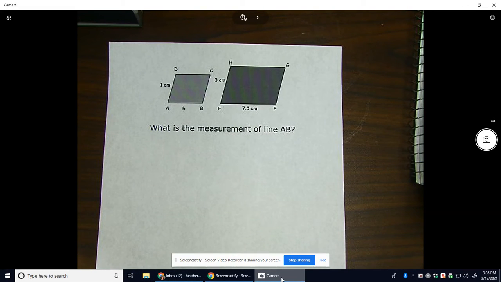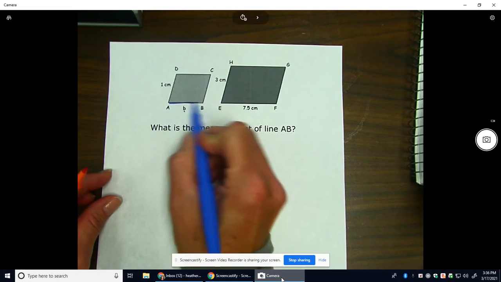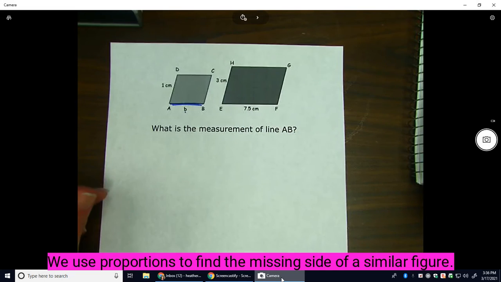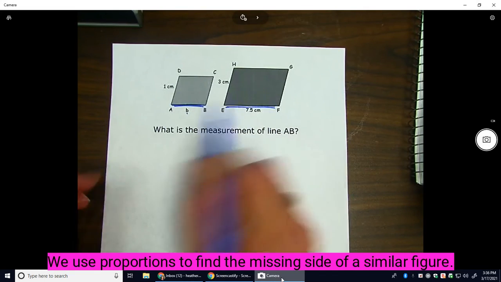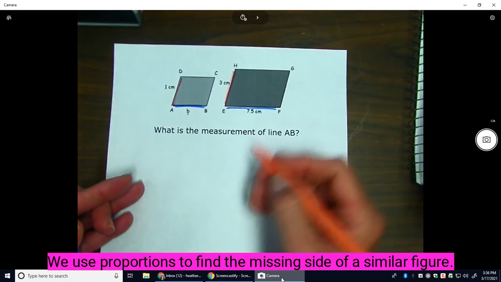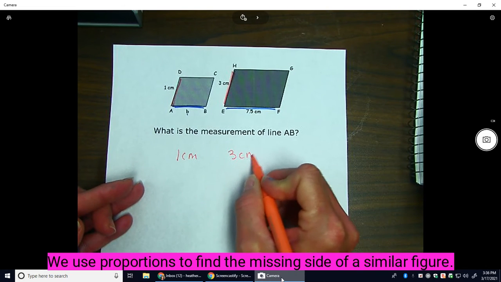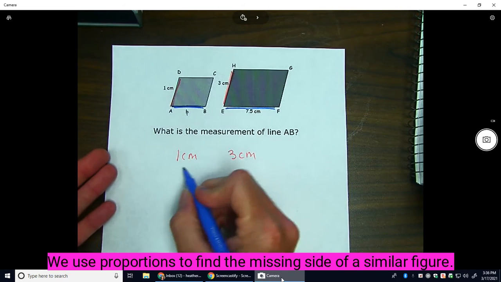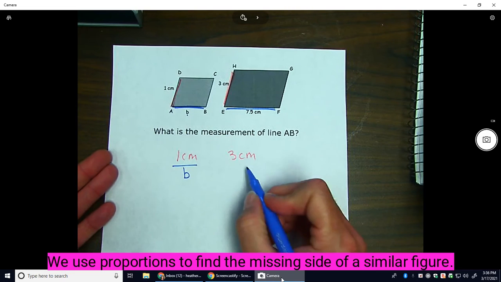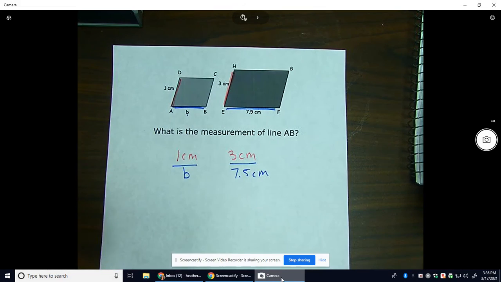We're going to look at these two figures, and it says what is the measurement of line AB. They have a label here for it, but this is the line we're looking for. These are similar figures, meaning they're proportional. That means these lines are proportional, and these two lines are proportional. So I'm going to put 1 centimeter here and 3 centimeters here because they match up. And then I'm going to put my letter B here, I don't know it, and my 7.5 centimeters here.